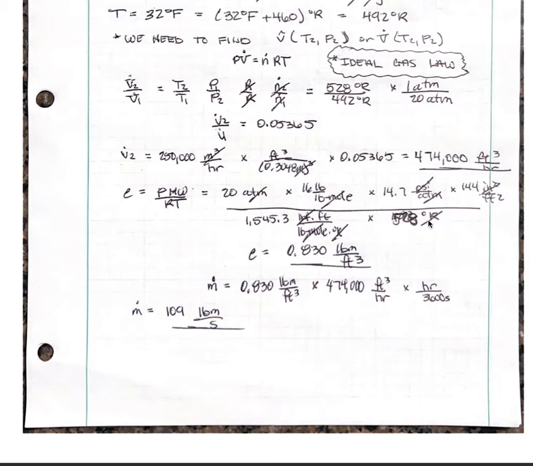With that, you can find the mass flow rate by multiplying the density times the volumetric flow rate, which we found right here. Multiply those two together, and I wanted it in units of seconds. So we know 1 hour is 3,600 seconds, and that comes out to be 109 pounds per second.